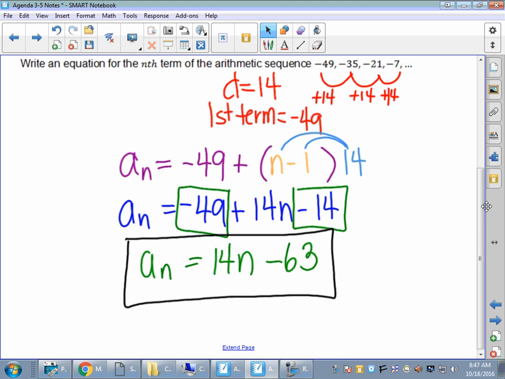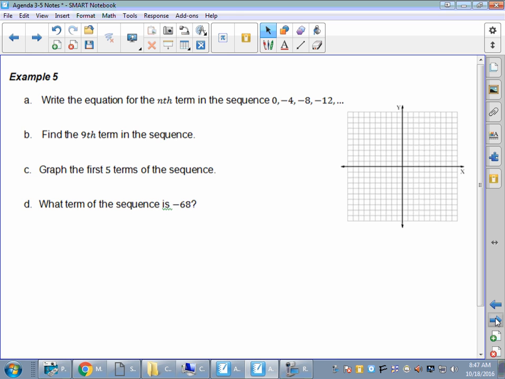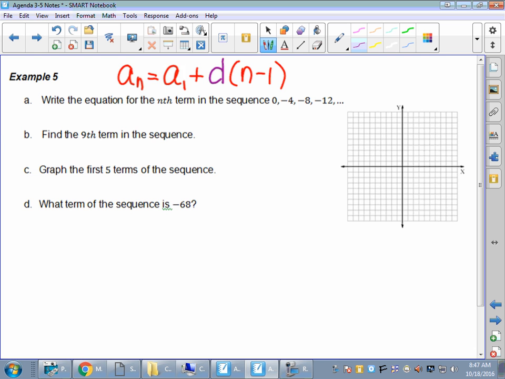All right, so now keep that formula in mind. Let's do example 5. First thing at the top, I'm going to write the equation. A sub n equals a sub 1 plus, is anybody going to object if I put the d first and then put the n minus 1? I think I like that way better because now you really see distributive property, right? Let's write it out that way.